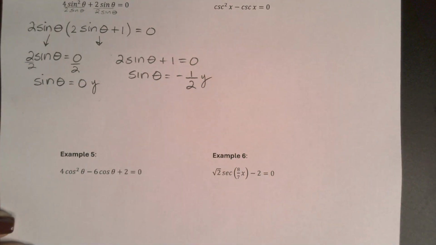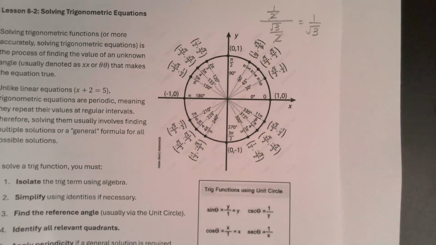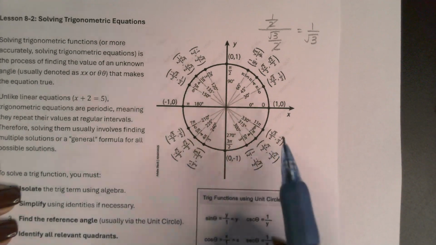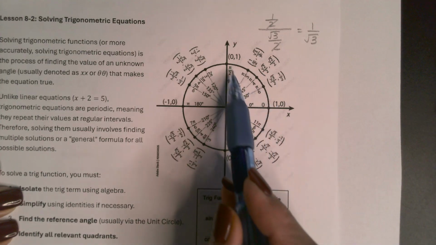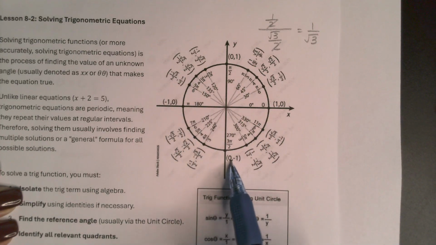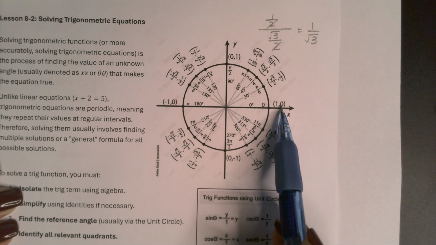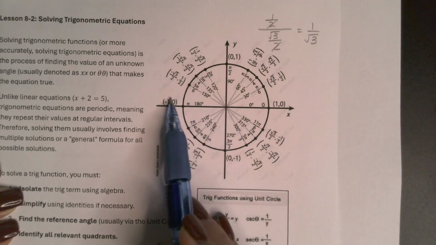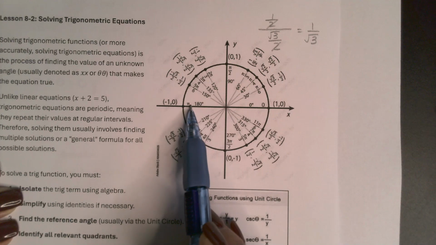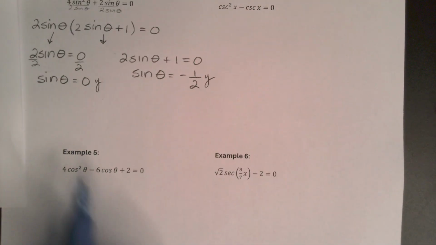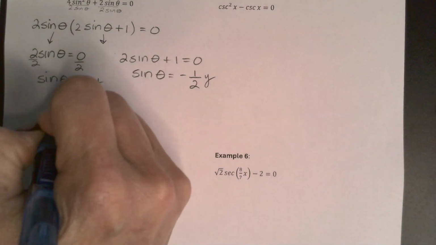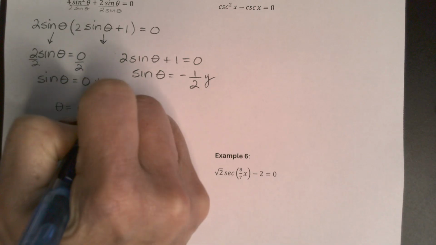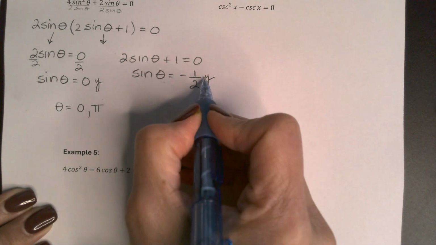So let's pull up the unit circle and start out with 0. Y coordinates that are 0: the only time we see zeros is in these 4 angles, and y is our second coordinate. So that's going to happen here at 0 radians, and here at pi radians. So for this one, theta is going to be 0 and pi.